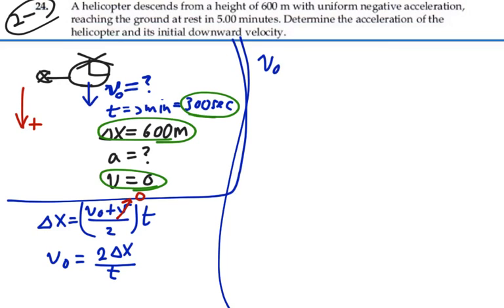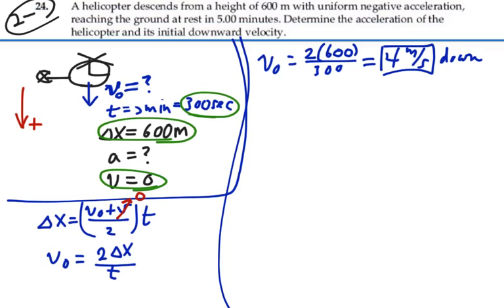So our initial velocity is going to equal 2 times 600 divided by 300, which would be 2 times 2, or 4 meters per second, which would be down in the positive direction. Sounds good. So that's our initial velocity. We know time, we know our final velocity, so we can calculate acceleration.